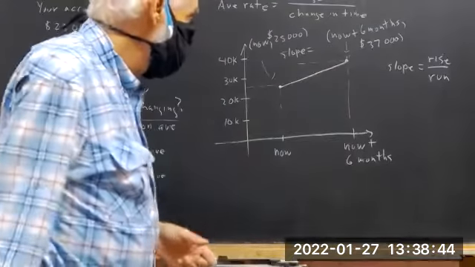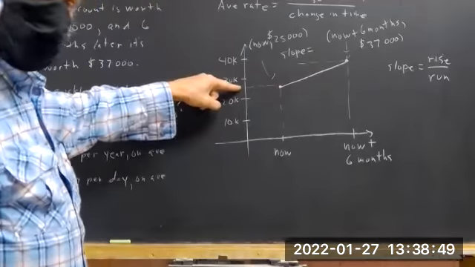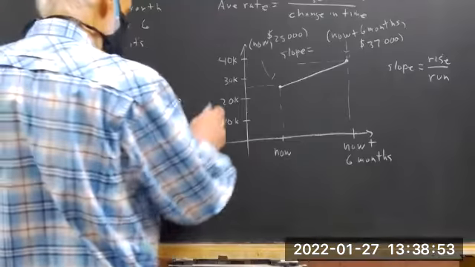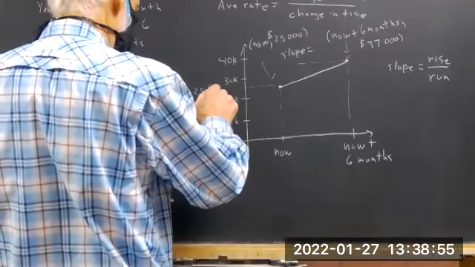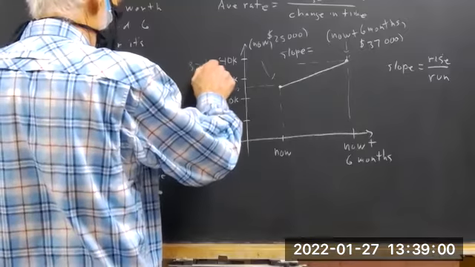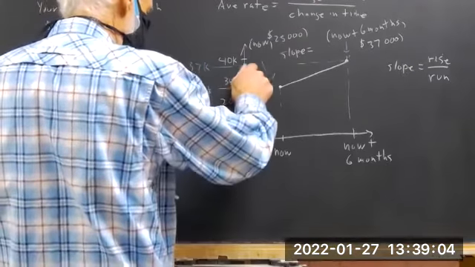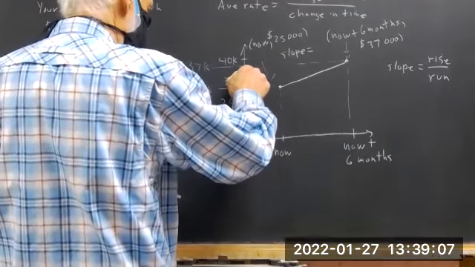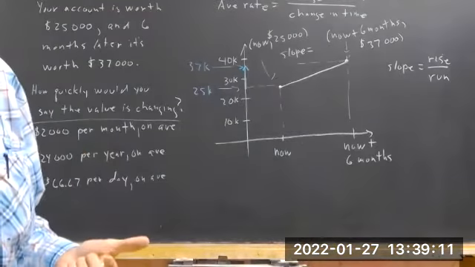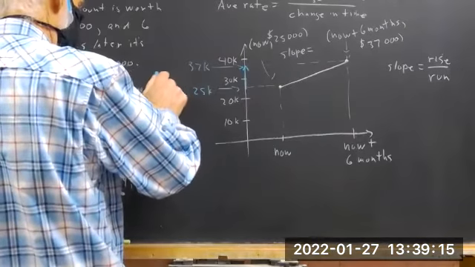Okay. And on the graph, where's 25,000? Well, it's over here on the y-axis. Here it is, right? So let's just label that. 25,000 is here. 37,000 is here. And from here to here is your gain. Let's call that the gain. Or change.